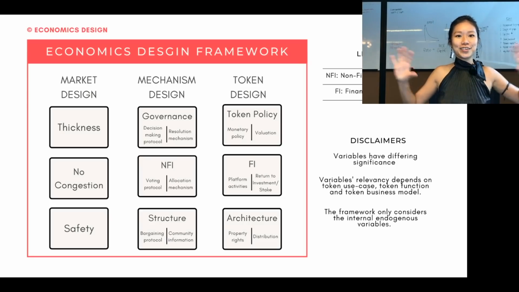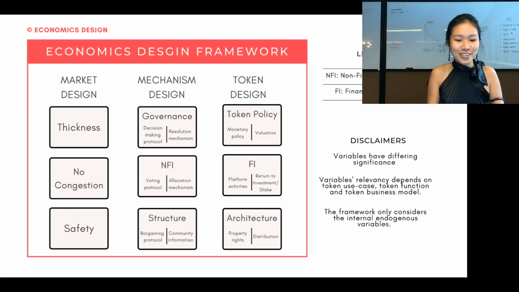Okay, so that's the general stuff. Now we're going to dive deeper into the nitty-gritty part of it, which I think is super exciting. And as always, we go back to the fundamentals. We go back to the framework that is being used to design these kind of ecosystems. We have 3 different pillars. You've got market design, mechanism design, and token design.